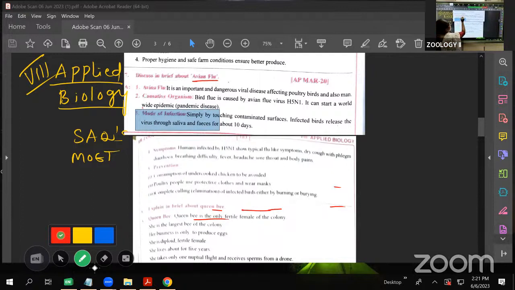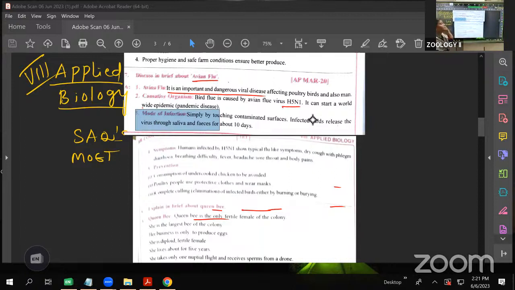See, avian flu is an important, dangerous viral disease. It is caused by the H5N1 virus. It is bird flu actually, occurring inside poultry birds, and we call this avian flu. It is an important and dangerous viral disease affecting poultry birds as well as humans. Next is the widely epidemic, pandemic, meaning it is transferred from one person to another.